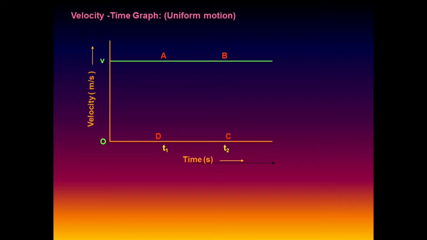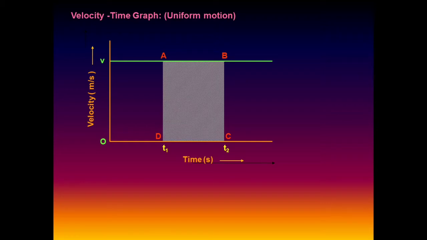See, when an object has uniform motion, it moves with uniform velocity v in the same fixed direction, right? So the velocity time graph for uniform motion is a straight line which is parallel to the time axis. If you calculate the area under the velocity time graph between the times t1 and t2, you have to calculate the area of the rectangle ABCD.